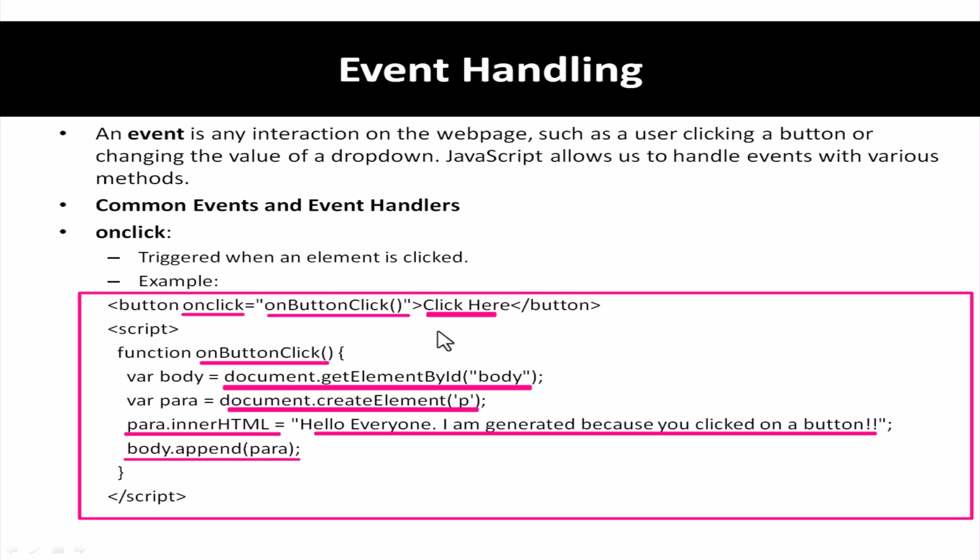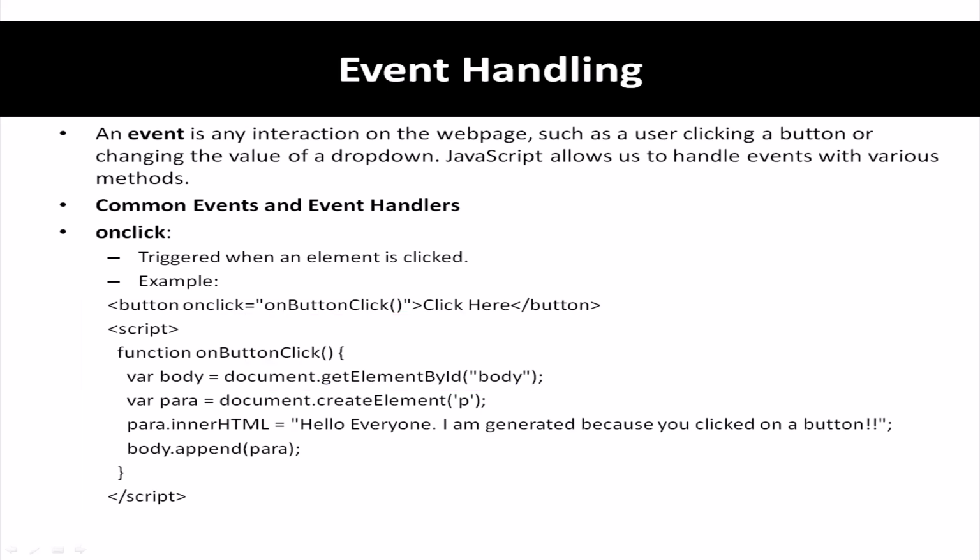It means whenever you click the button, it has to show a certain message inside the body. We have taken createElement p, so a paragraph element will be created, then this particular text will be appended to the para. Like that, we can apply event handling.